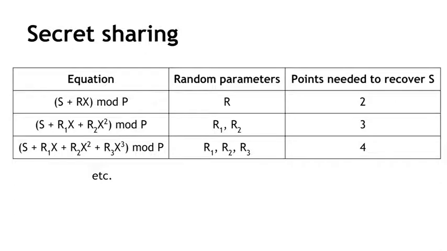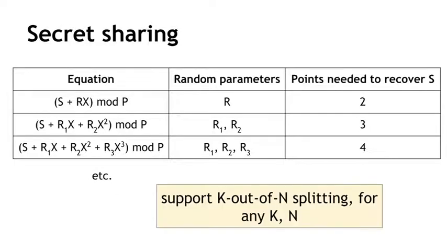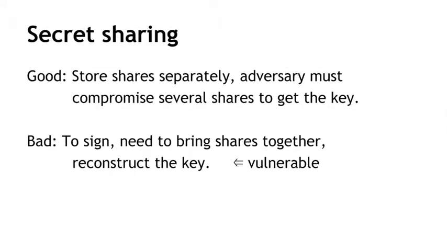And that turns out to be a really useful thing because now you can take a secret key or other secret information and split it up in this way. Support k out of n splitting for any k and n. So let's talk about the good and bad that we get out of this process.